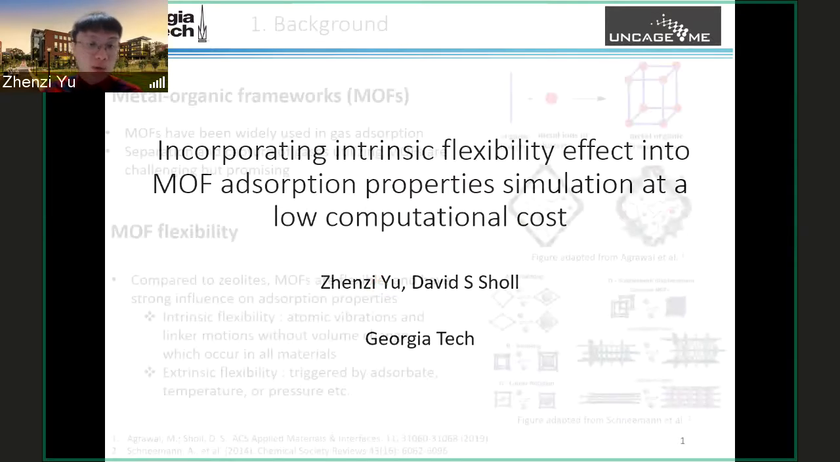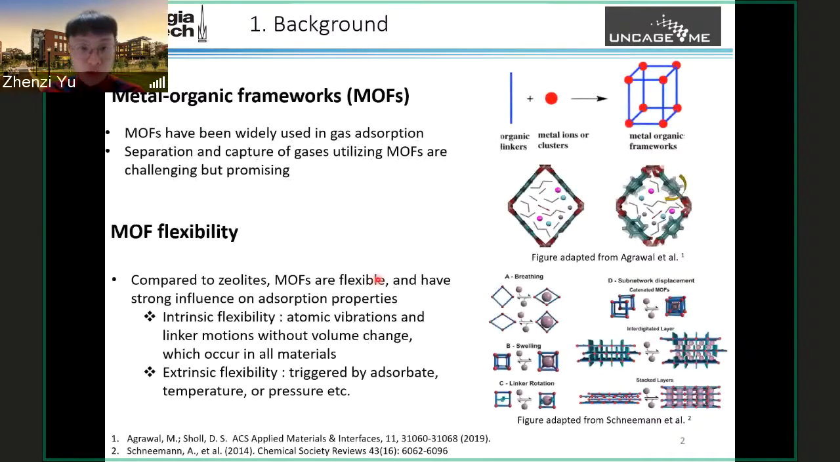Incorporating intrinsic flexibility effect into MOF adsorption properties simulation at a low computational cost. To begin with, I would like to give a quick introduction to the background for this project. Metal-organic frameworks, which are MOFs, have been widely used in gas adsorption, and separation and capture of gas utilizing MOFs are challenging but promising.